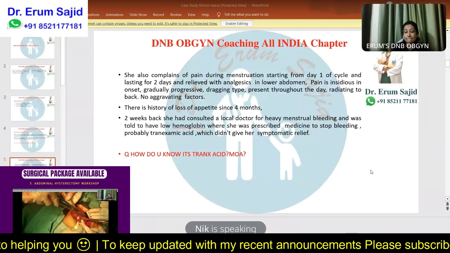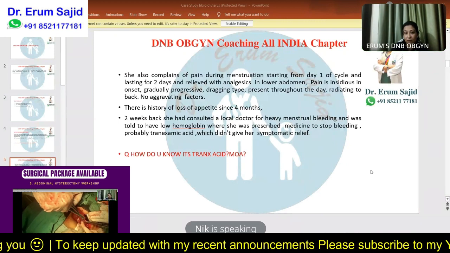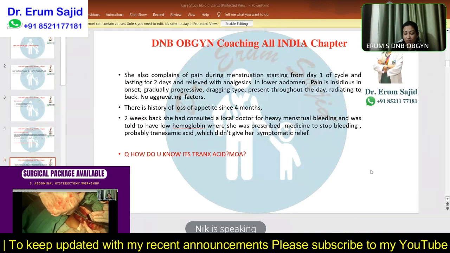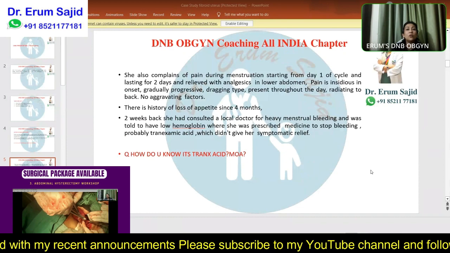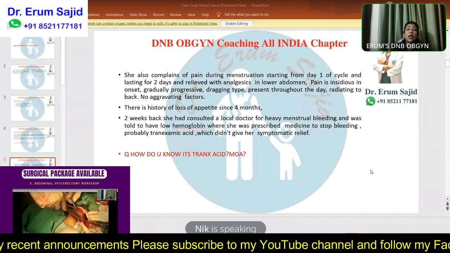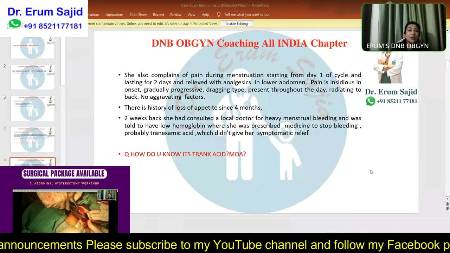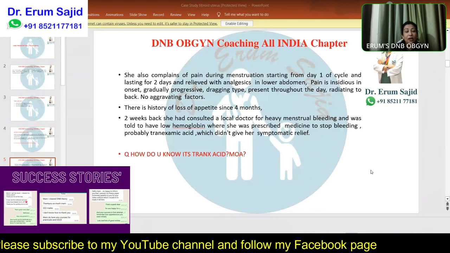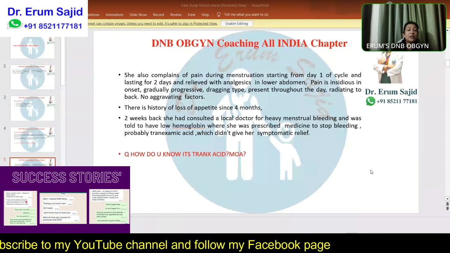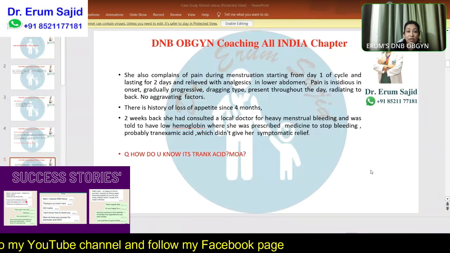It's an NSAID, ma'am, so it helps to reduce the pain and also to reduce the blood loss. COX inhibitor decreases the prostaglandin release, right? So it is the most important factor to reduce, because we know that uterine activity, uterine contraction during the menses also is because of mostly prostaglandins, right? And it reduces the amount of prostaglandin, so the pain is inhibited. Absolutely. And it's very, very effective again.